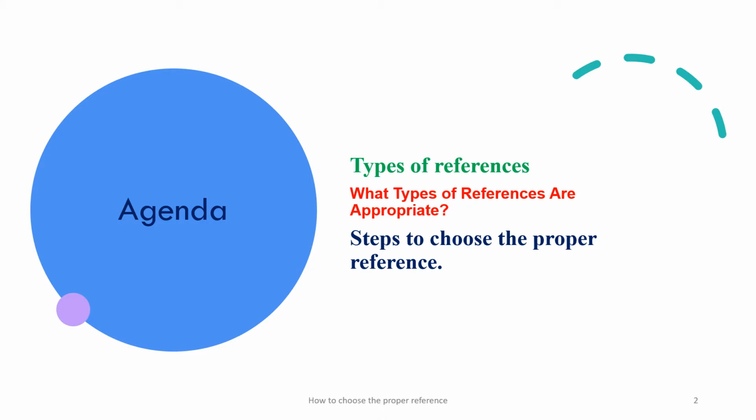Okay, at first let's explore our agenda. We have three topics in our agenda. The first topic is related to types of references. The second topic is related to what types of references are appropriate or suitable. The last topic is steps to choose the proper references. So we have three main topics in our agenda. Let's see the matter.